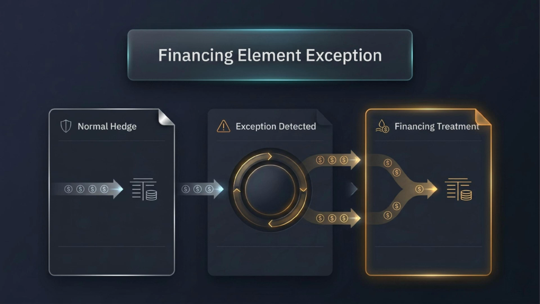This is a serious classification trap. If there is a financing element, do not force the derivative into the hedged item category. ASC 230 is basically saying, nice hedge, but I can see the financing hidden inside.